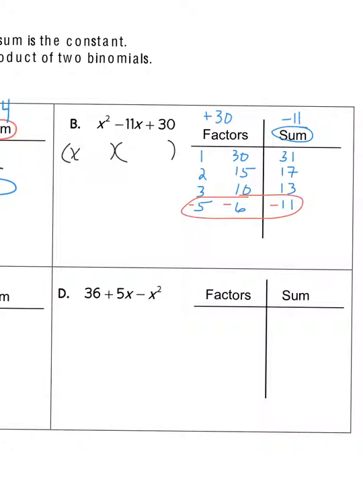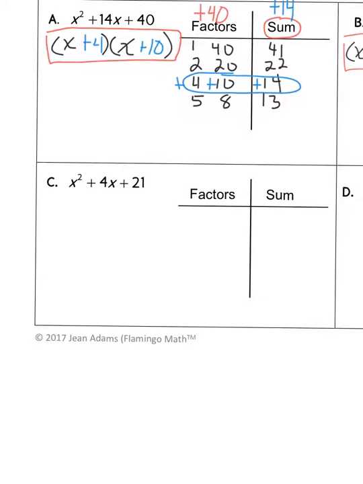The x squared becomes x and x. And then you have your minus 5 and your minus 6. And you can re-FOIL that to check if you'd like. I'm not going to take the time here. Then look at C.